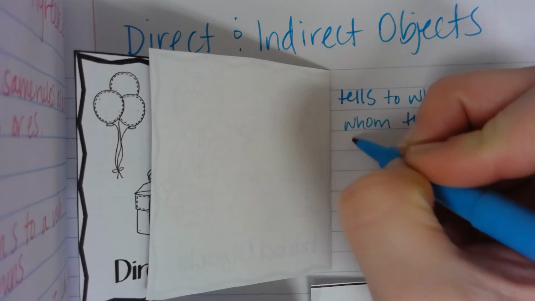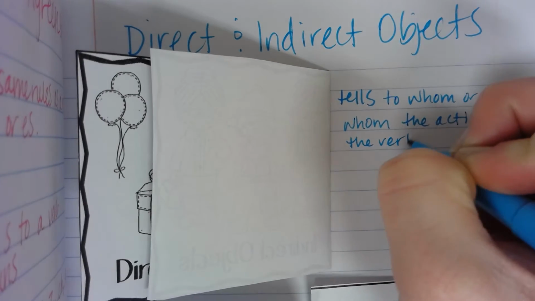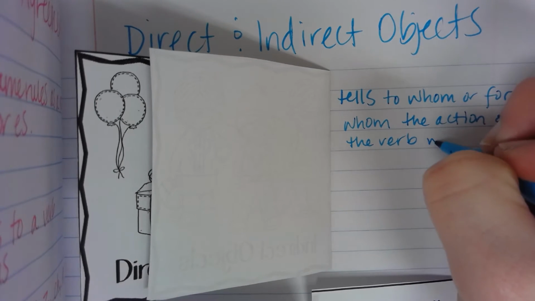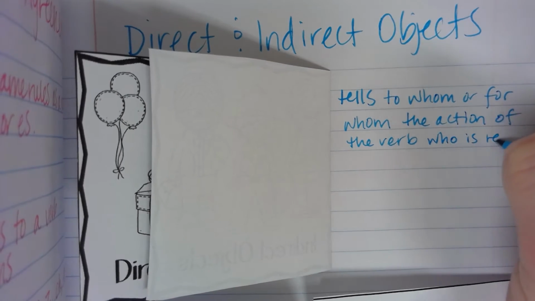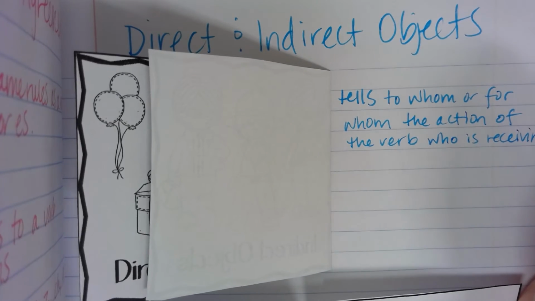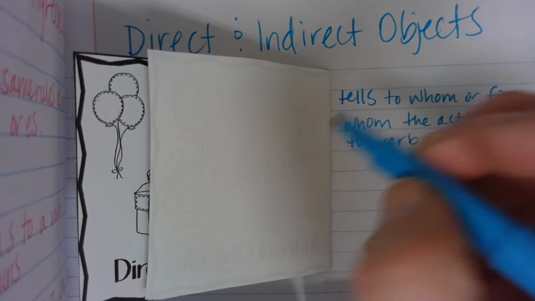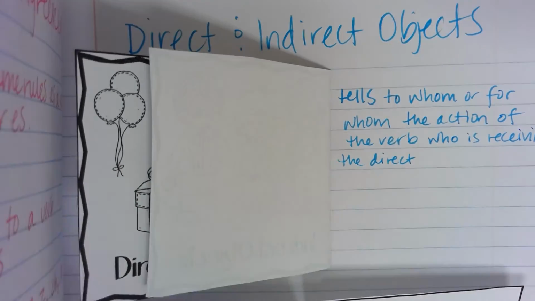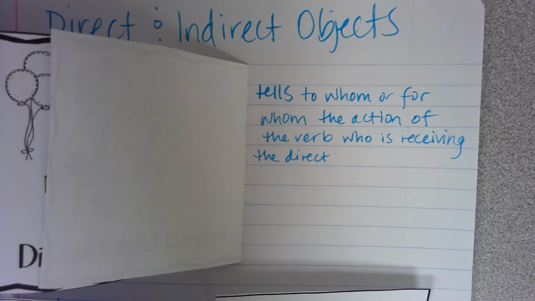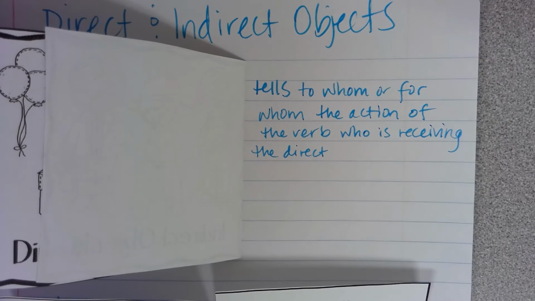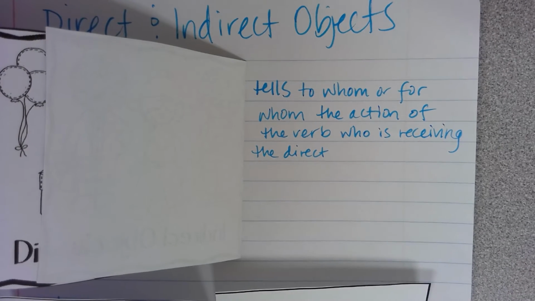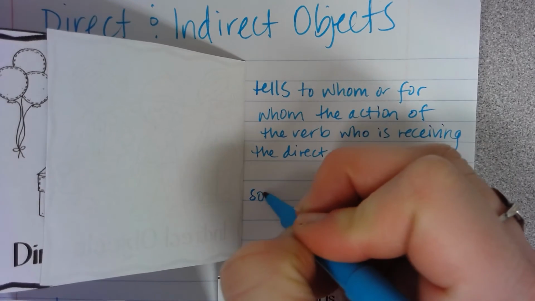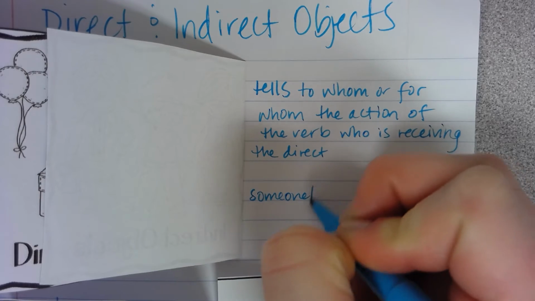who is receiving the direct object. Now that's the fancy definition that you should write. Oops, I'm sorry, you can't see all that. That's the fancy definition you should write down. But here's the plain Jane, easier definition. Someone gets, or someone, or something now gets the direct object.